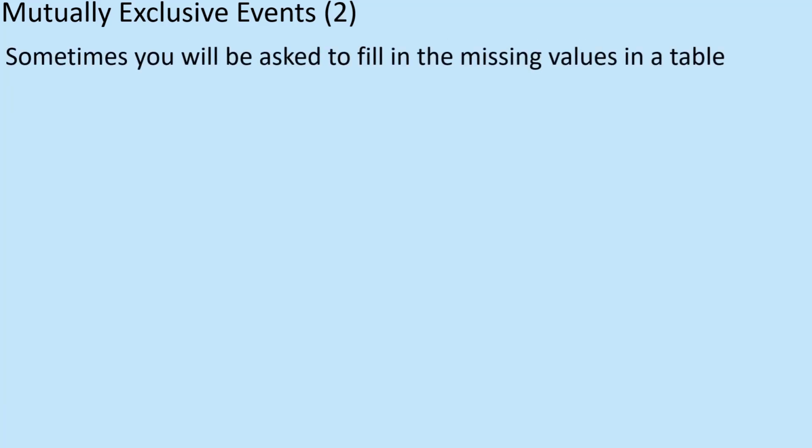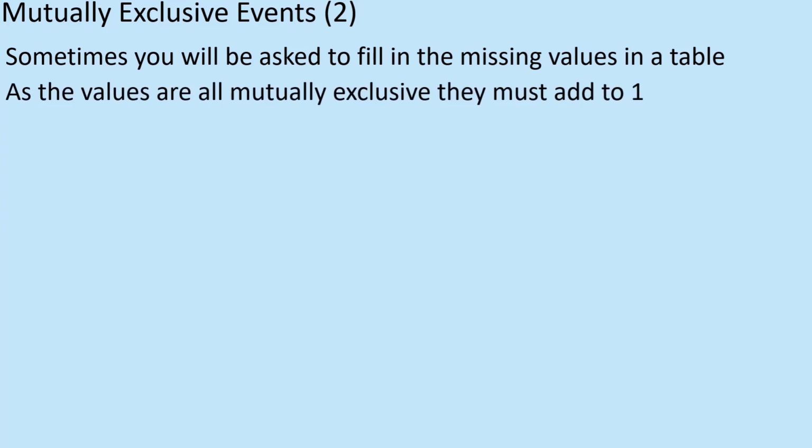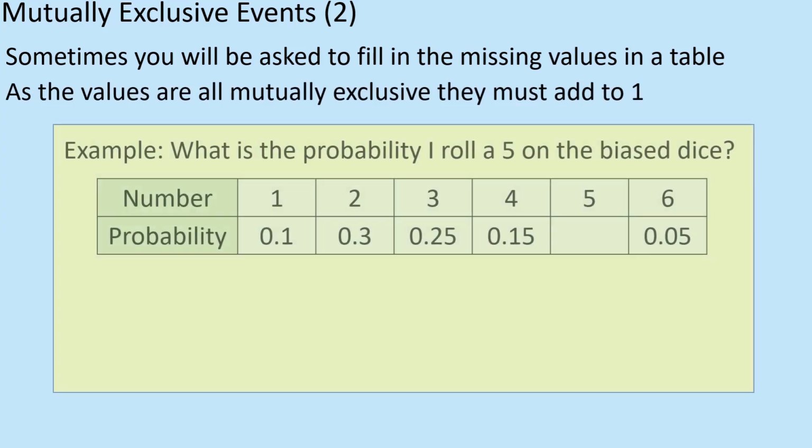Sometimes you might be asked to fill in a missing value in a table. Actually, you are highly likely to fill in a table of values. I've seen quite an awful lot on exam papers in the past where you've got tables with missing values. But of course, you need to be clear that they are mutually exclusive, and often they are. All values that are mutually exclusive must add up to 1. We've just established that one.